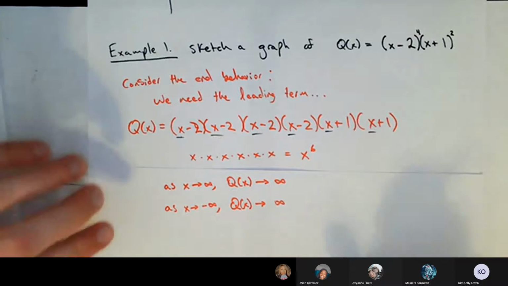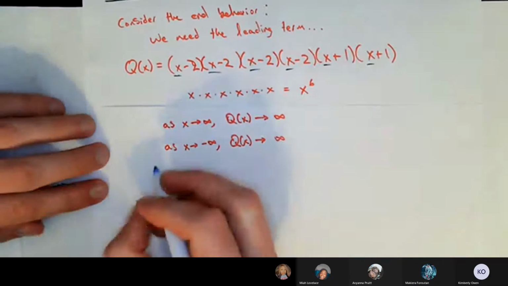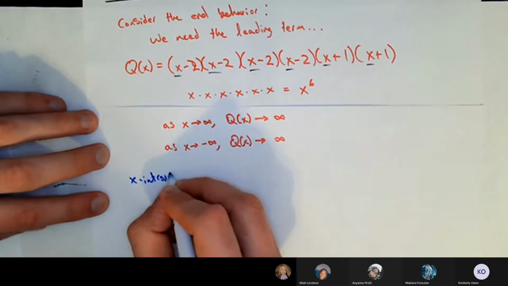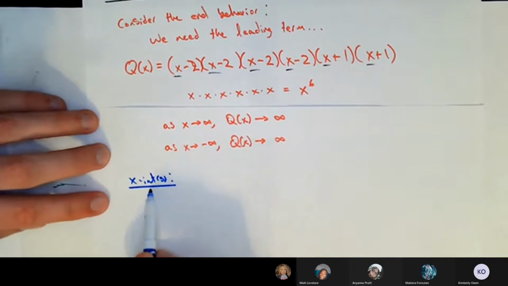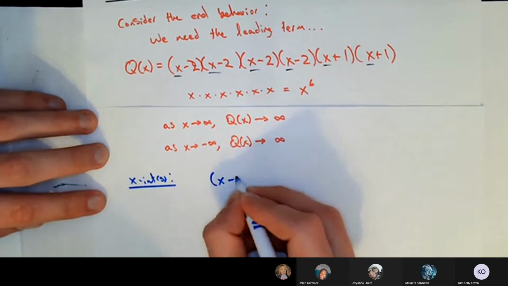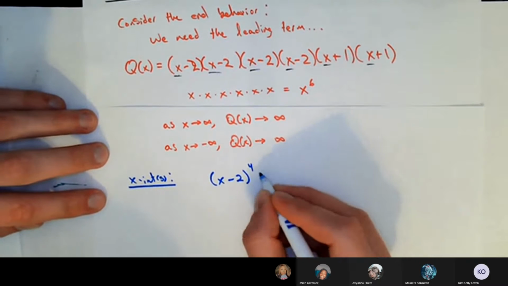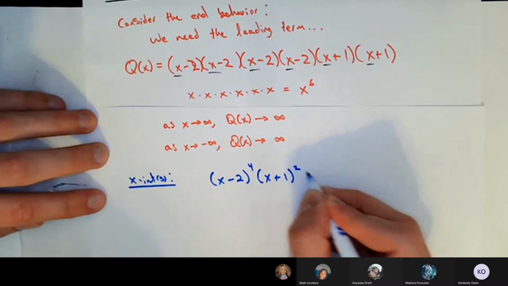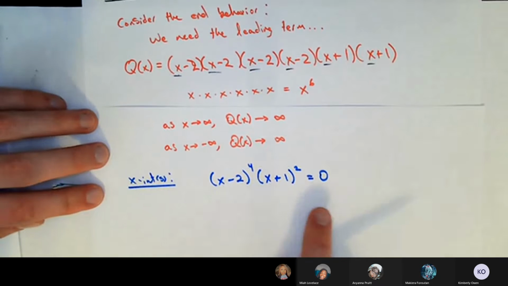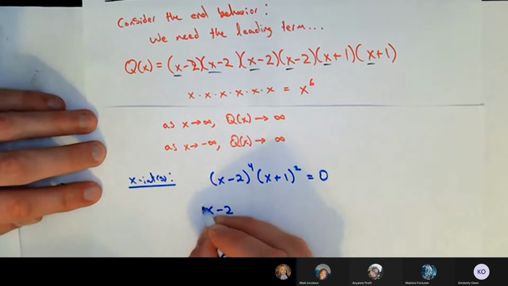All right, now finding the x-intercepts, I set my function equal to 0, putting the s in parentheses because there might only be one, but we know there's going to be more than one. So I set the function equal to 0, and then I solve. Now I've got to realize that this is already factored for me, so I can just go ahead and split these.